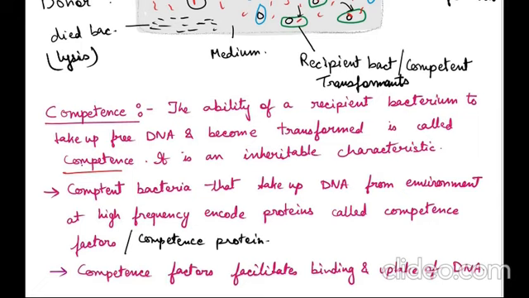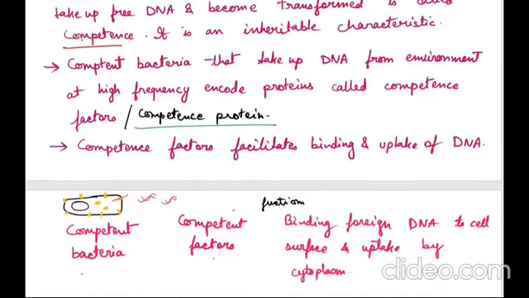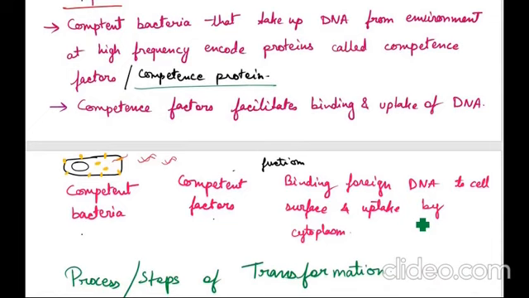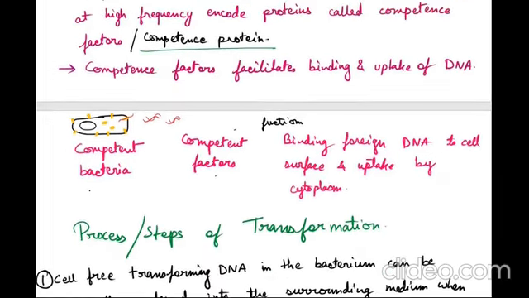Competent bacteria that take up DNA from the environment at high frequency encode a protein called competence factor or competence protein. So the cells that have competence protein are competent. Competence factor facilitates binding and uptake of DNA. Without this factor, a cell cannot take up DNA. Now let's see how this competence factor works.